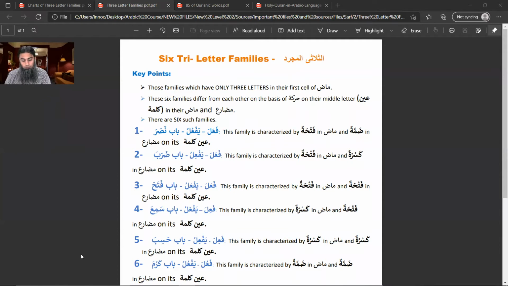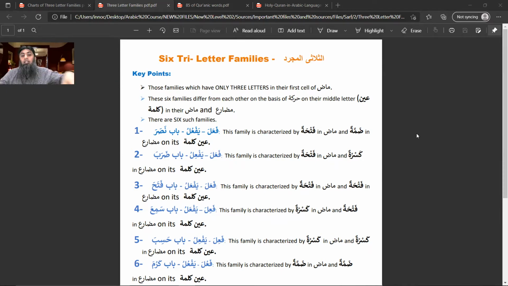Assalamu alaikum, brother. I actually understood the 6 forms, which are the Madi, Mudari, Amr, Fa'il, Maf'ul, and Masdar. But I couldn't relate that to the chart that you explained before, where there are more forms for each family. Sister, you mean the chart of the family members? Yeah, the chart of the family members. I don't know how to relate all of them with these 6 forms. Maybe I'm not clear about that.